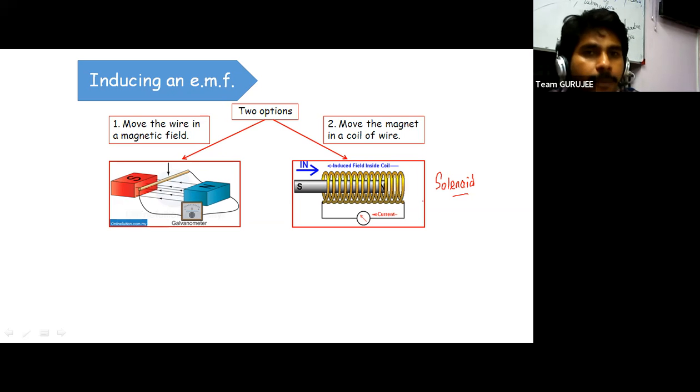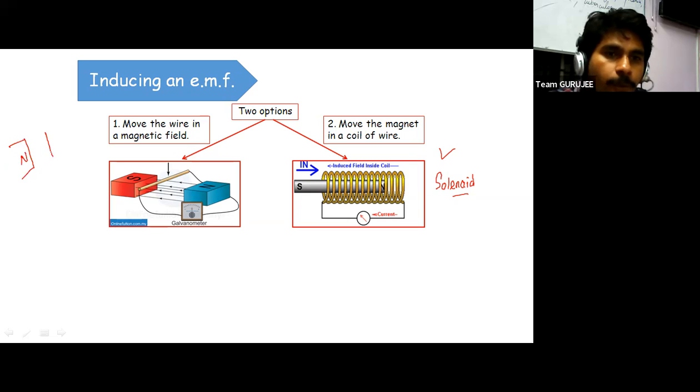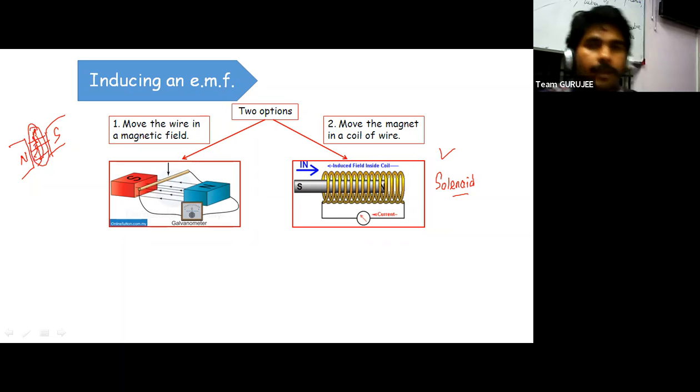By producing an induced EMF, that is the second method. The first method is between bar magnets, where one is the north pole and the other the south pole, we have to fix a coil between the magnetic field. So what happens? The magnetic lines change by rotating the coil. Whenever the coil is rotated, the magnetic field changes. So whenever the magnetic field changes, EMF is produced and current is also produced. So electromagnetic induction takes place. That is the first case.